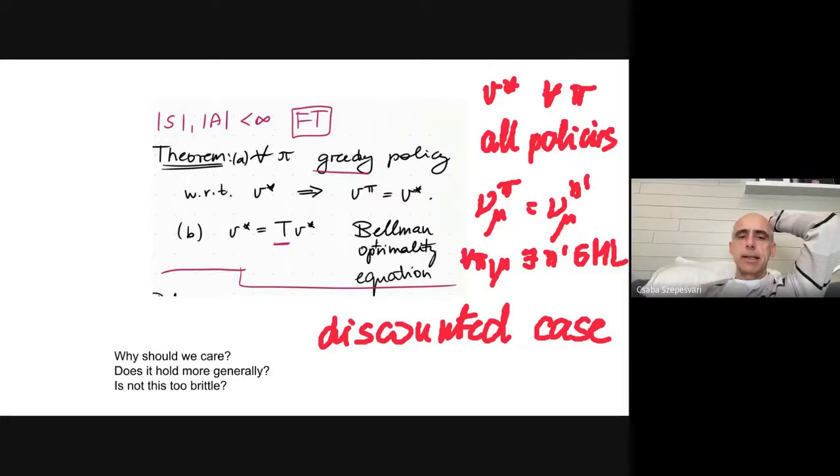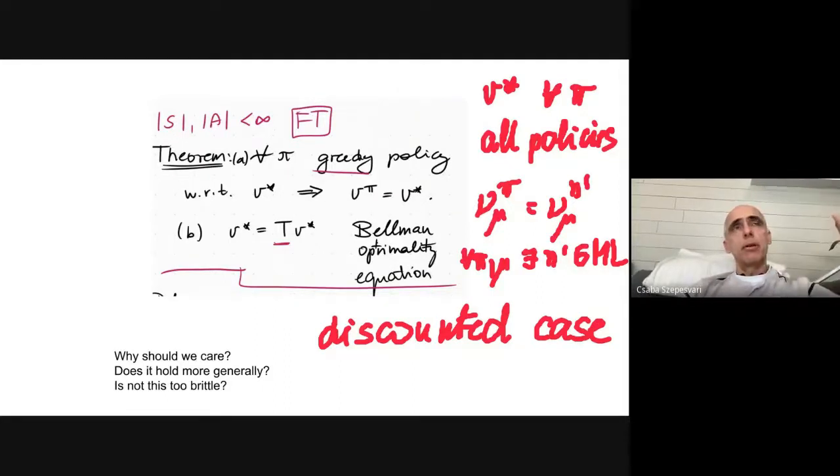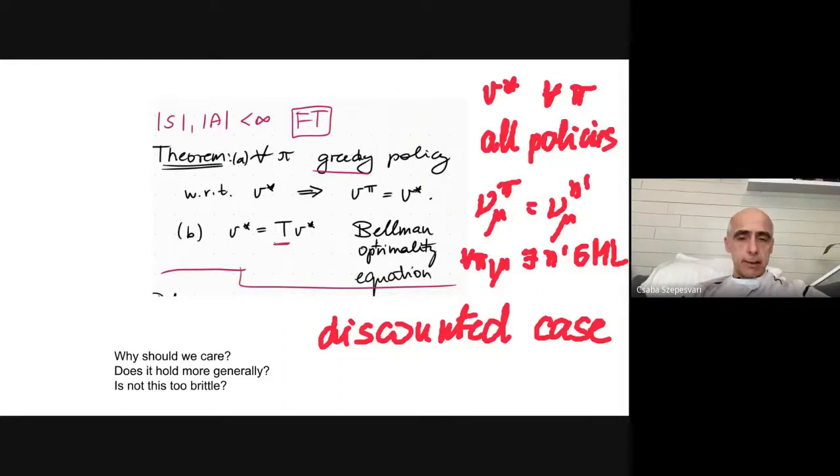Something similar exists, and in some cases you need additional conditions. So let's go one by one. The finite horizon setting is fundamentally different from this infinite horizon discounted setting, because this infinite horizon discounted setting has this stationarity burned into it.